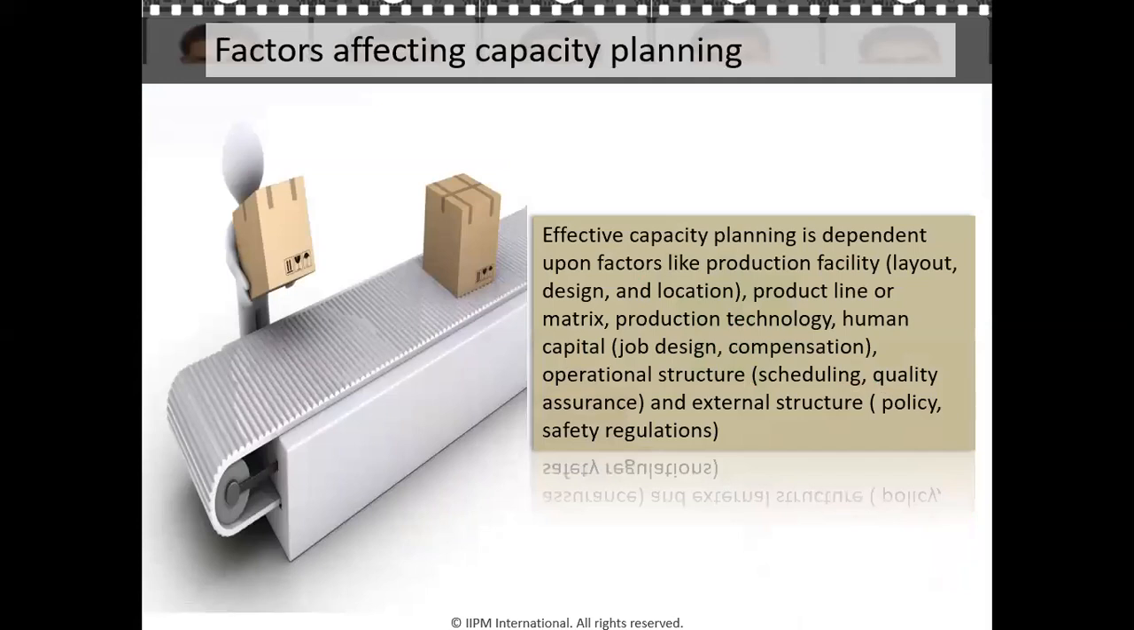Factors affecting capacity planning. Effective capacity planning is dependent upon factors like production facility, for example layout, design, and location, then product line or matrix, production technology, human capital, involving job design and compensation, operational structures like scheduling, quality assurance, and external structures like policy and safety regulations.